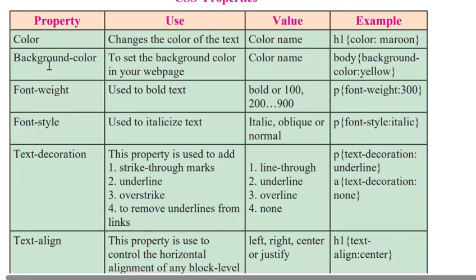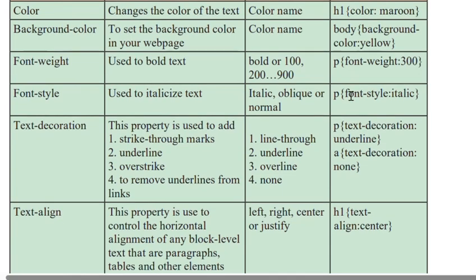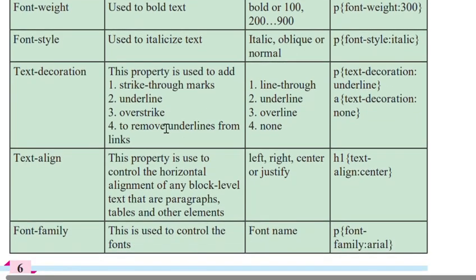Next property is font weight, used to bold text. The value is bold, or we can use numbers also, like 100, 200, 900. Example is paragraph P, font weight 300. Font style is used to italicize the text: italic, oblique, or normal. Anything which we like, we can give. It is used like P, font style italic. It is used under the paragraph section, but you can use it in any other tag also.